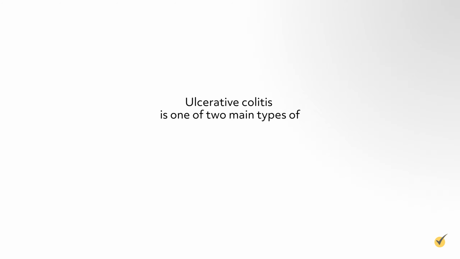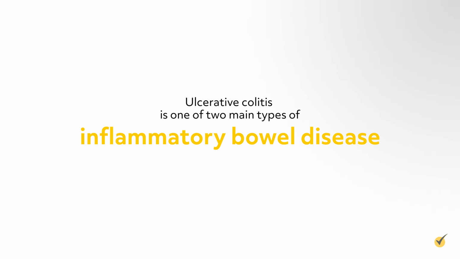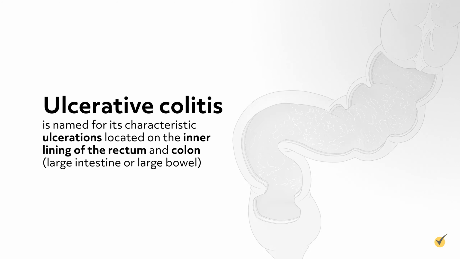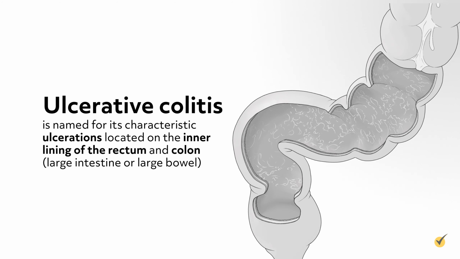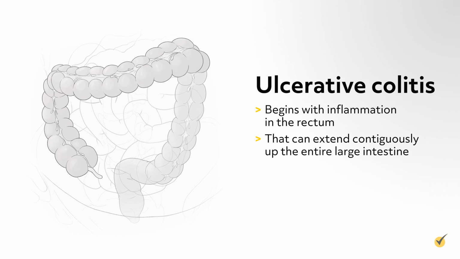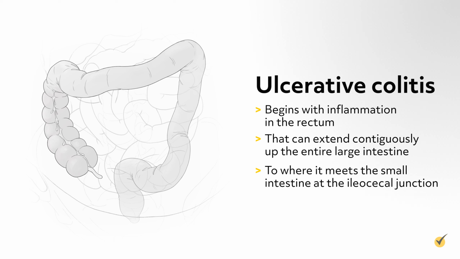Ulcerative colitis is one of two main types of inflammatory bowel disease, which is sometimes abbreviated as IBD. Ulcerative colitis is named for its characteristic ulcerations located on the inner lining of the rectum and colon, also known as the large intestine or large bowel. Ulcerative colitis begins with inflammation in the rectum that can extend contiguously up the entire large intestine to where it meets the small intestine at the ileocecal junction.